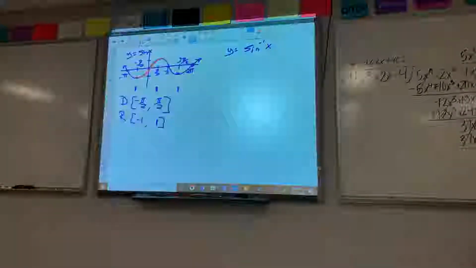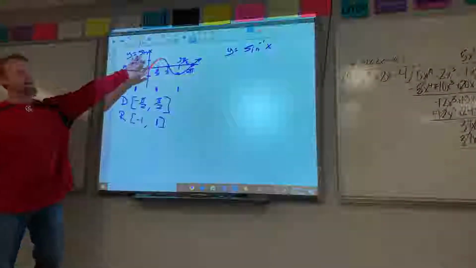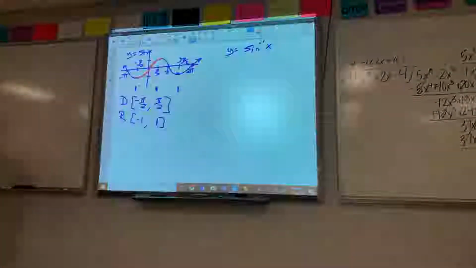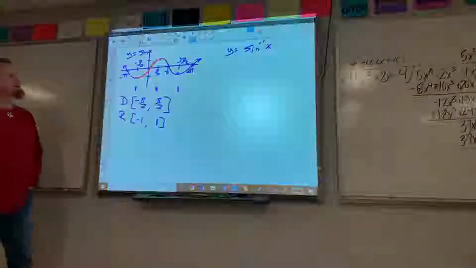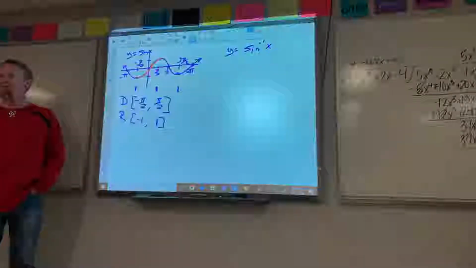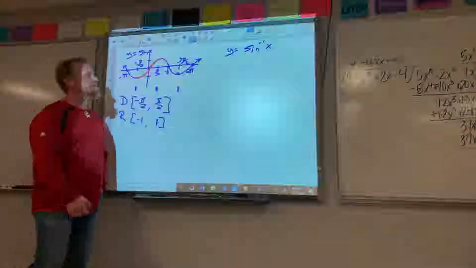All right, and Zadie, how did you say a function and its inverse were related? What do we do? Switch x and y. Switch x and y's. So let's pick out some points from my graph of sine that we want to switch. There's 3 points on the graph of sine that I want to pick out. What are those 3 points? 0, 0, pi over 2, 1, and negative pi over 2, negative 1.